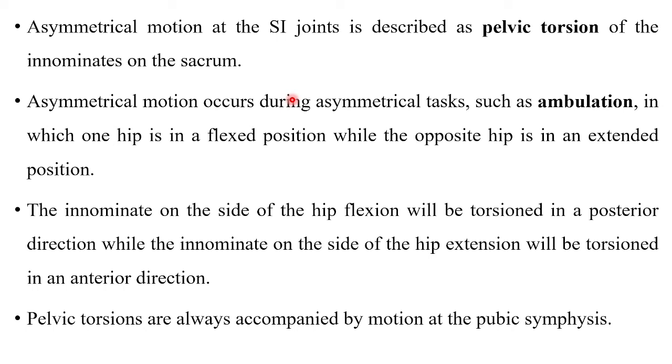Asymmetrical motion at the sacroiliac joint is described as pelvic torsion of the innominates on the sacrum. Asymmetrical motion occurs during asymmetrical tasks such as ambulation or your walking or gait, in which one hip is in a flexed position while the opposite hip is in an extended position. The innominate or the pelvic bone on the side of hip flexion will torsion in the posterior direction, while the innominate on the side of hip extension will torsion in the anterior direction. Pelvic torsions are always accompanied by motions at the pubic symphysis.